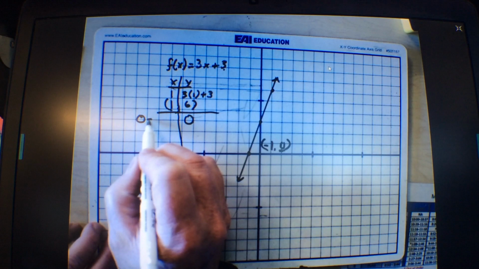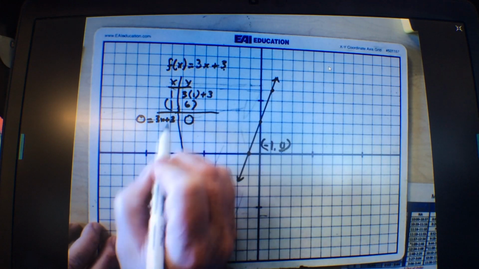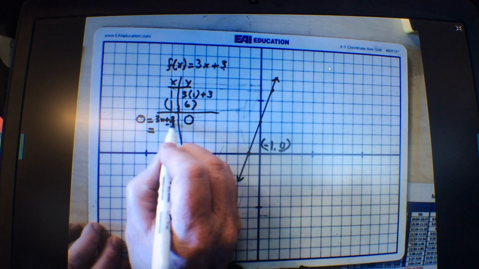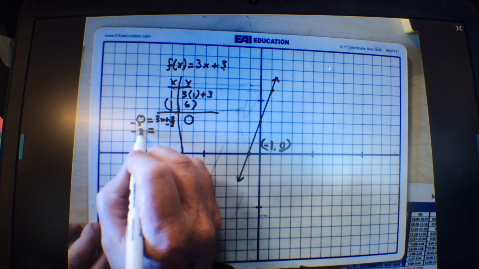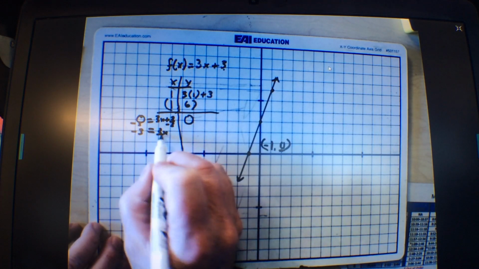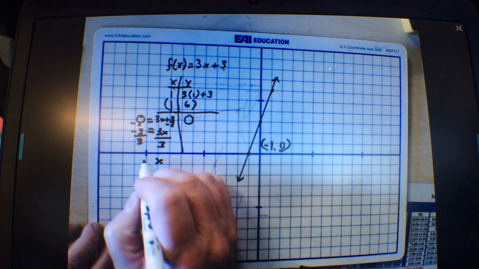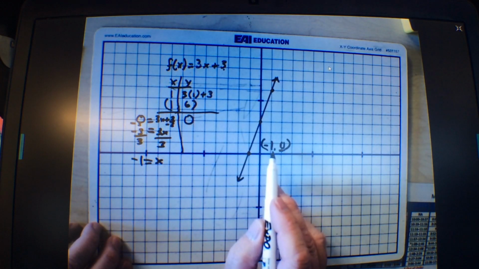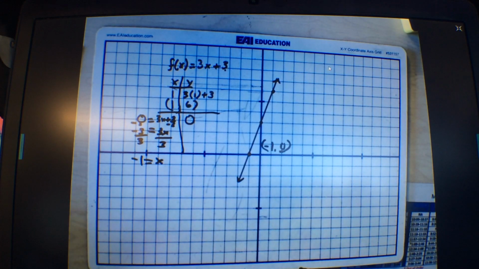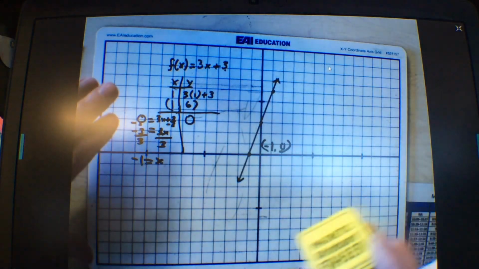So I have 0 equals 3x plus 3. Now I just solve. I subtract 3 from both sides. I get -3 equals 3x. And now I divide by 3. And I get x equals -1. Is that what I got? All right, so there's a new method for finding a 0 of the function. What's the advantage of this? I'm going to show you.